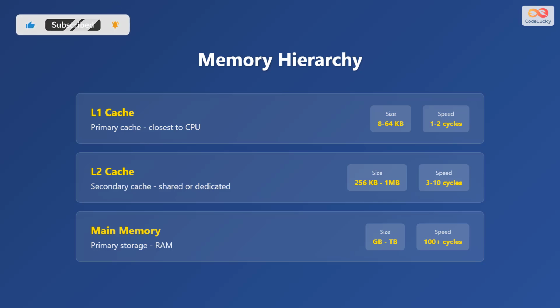Level 2 cache is the secondary cache, which can be either shared or dedicated. Its size ranges from 256 kilobytes to 1 megabyte, and its speed is about 3 to 10 cycles. Finally, we have the main memory, which is the primary storage, or RAM, with a size of gigabytes to terabytes and a speed of 100 plus cycles.